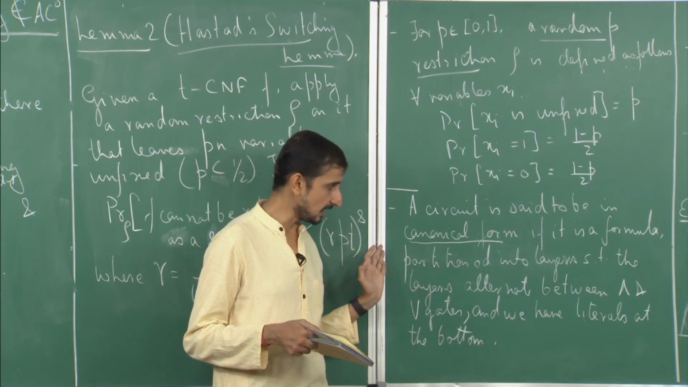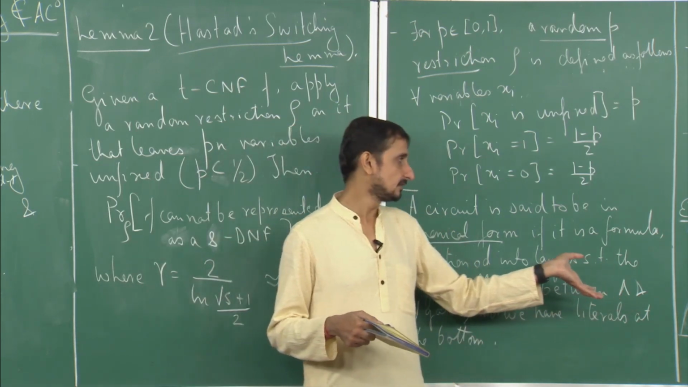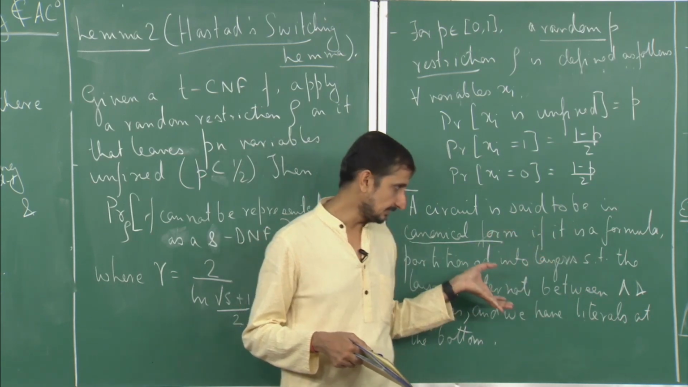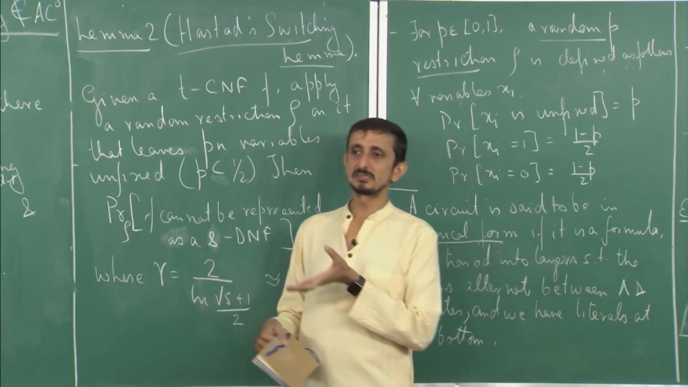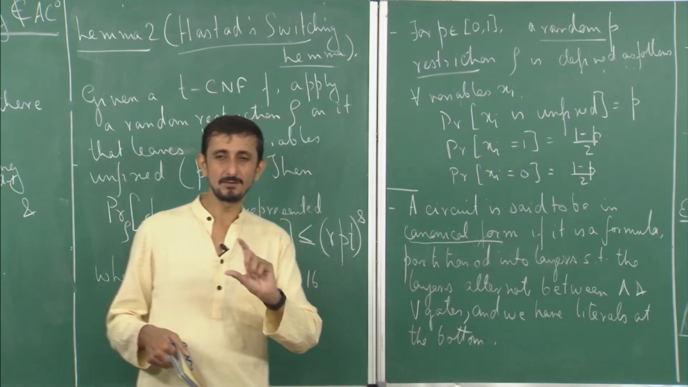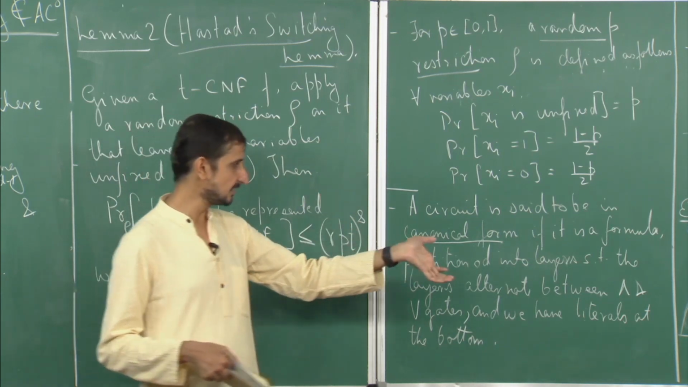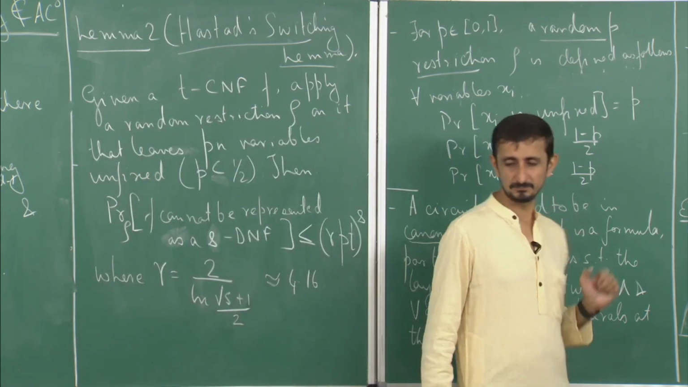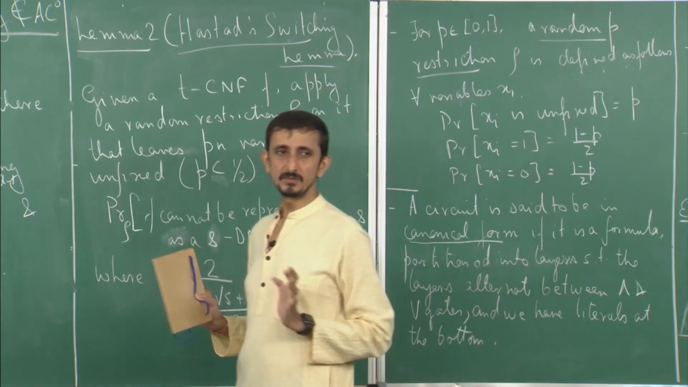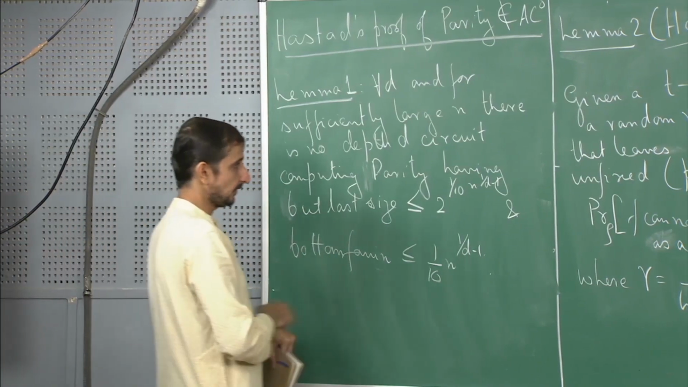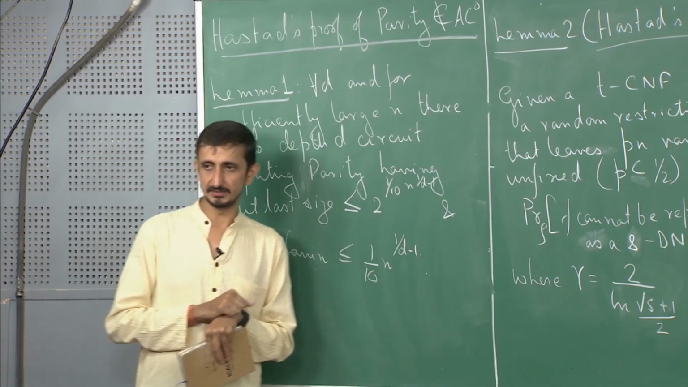It is computing parity on whatever unrestricted variables I have, because if I flip any one of those unrestricted variables, the value of the parity function changes, and that would give us a contradiction. So, this is roughly the intuition as to how the proof will proceed. Now let us look at the details. Any questions?